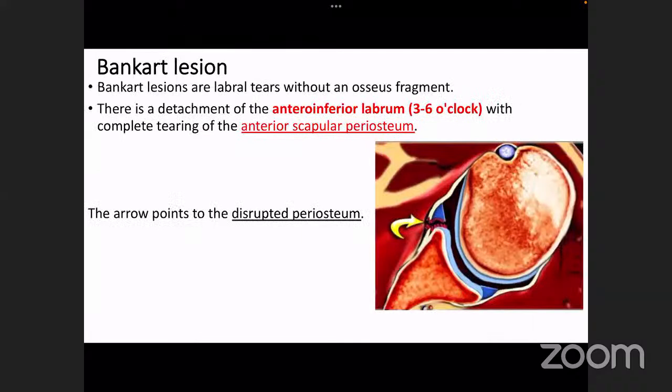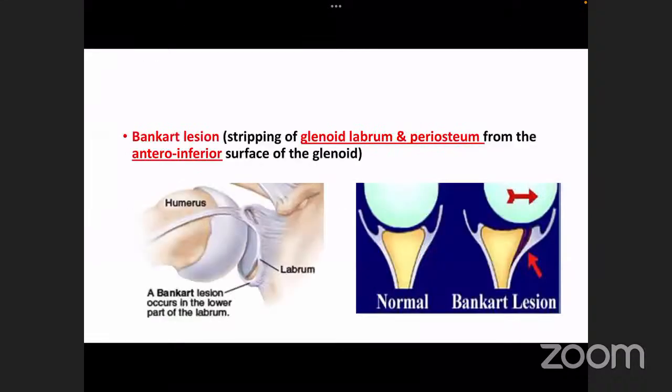To go into details, the Bankart lesion is a very important topic and very testable, so it's important to understand. It's a labral tear without an osseous fragment, which means it might be a ligamentous or a bony lesion. There's detachment of the anterior inferior labrum from 3 to 6 o'clock, so the anterior inferior part of the glenoid rim, with complete tearing of the anterior scapular periosteum. The arrow shows the disrupted periosteum.